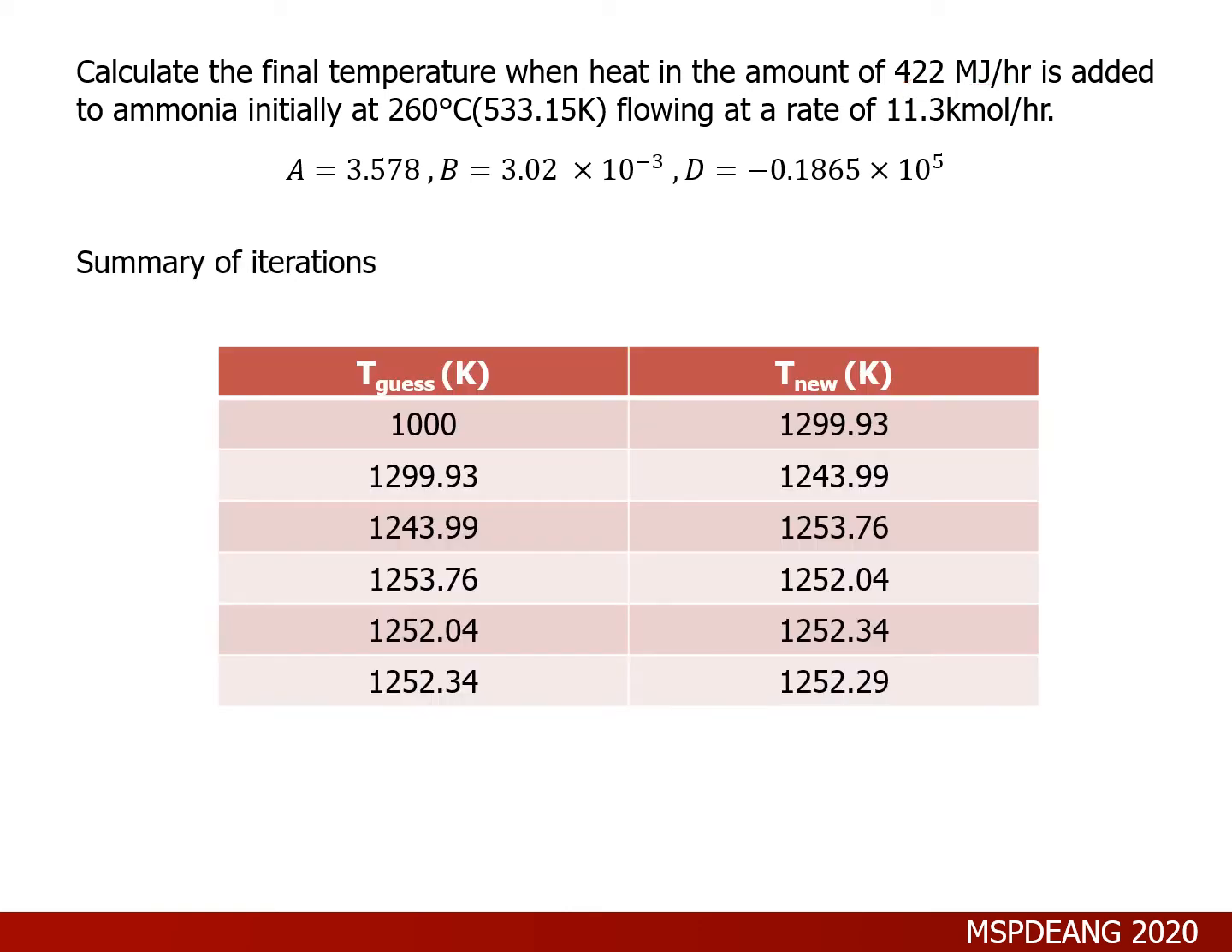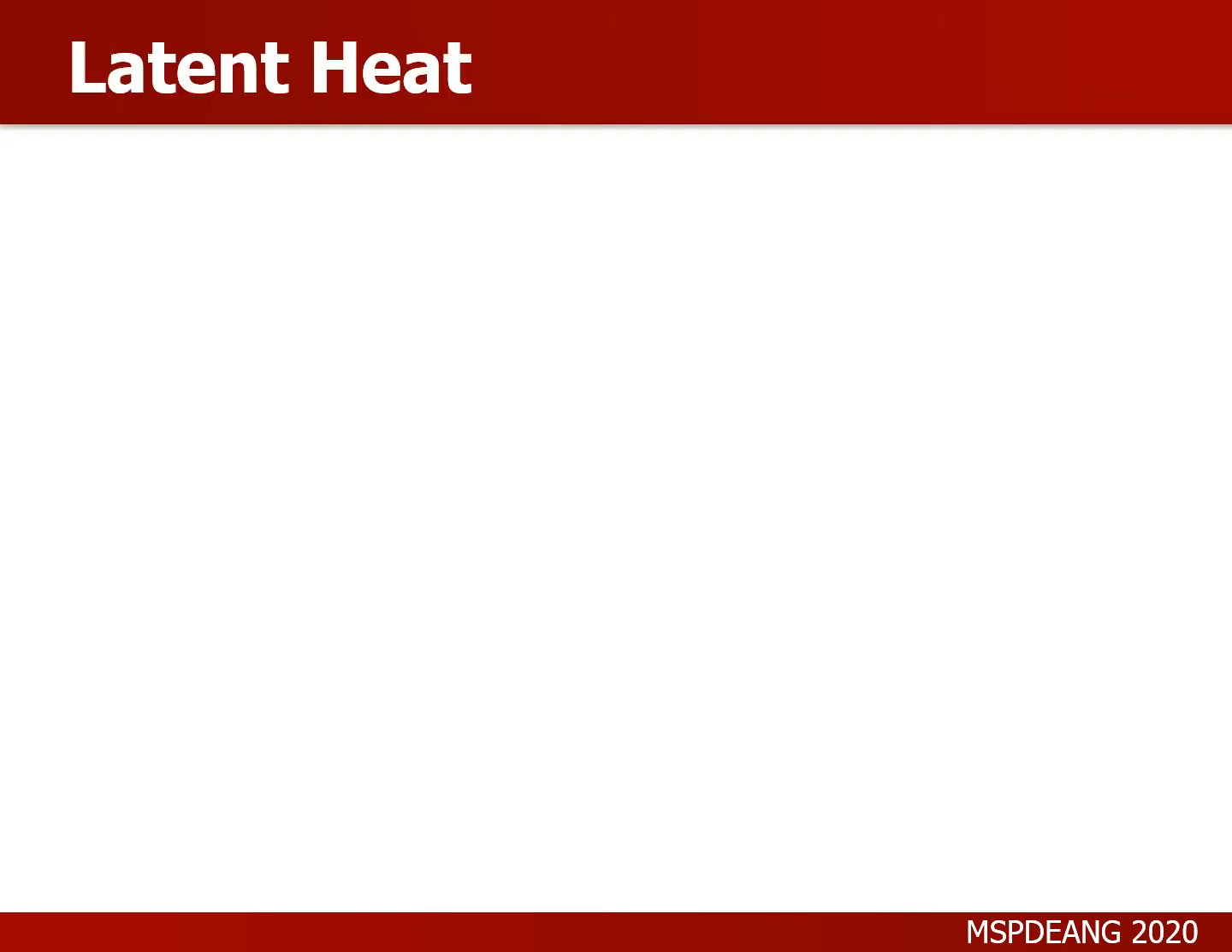If you want to look at the summary of the iterations, using an initial guess of 1000 Kelvin, here are the first, second, third, fourth, fifth, and sixth iterations. At the sixth iteration, it is already within our convergence tolerance. So at least with this method, we are sure to get quick convergence. That's it for the sensible heat change. Let's now proceed to the next one, which is the latent heat change.